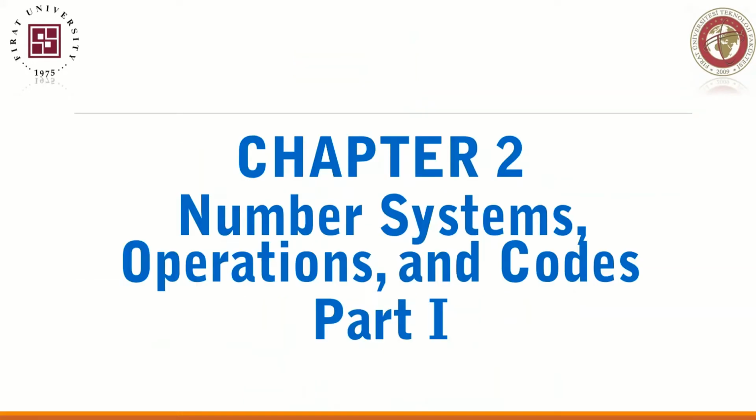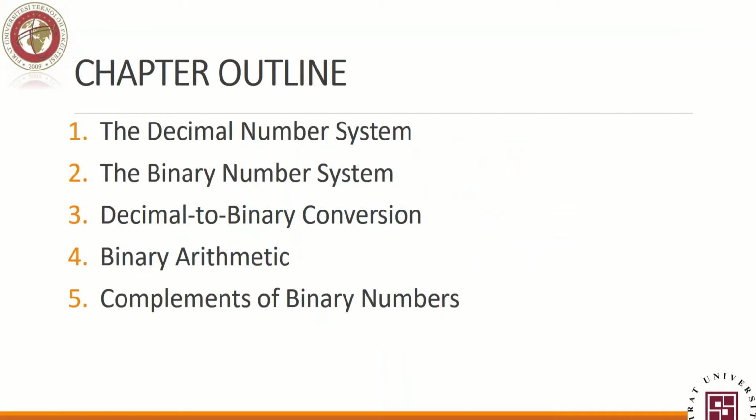This is the second chapter, number systems, operations and codes. This is the first part of the chapter. We'll cover these 5 basic topics: the decimal number system, the binary number system, decimal to binary conversion, binary arithmetic, complements of binary numbers. So basically this is the first part. The chapter is a bit long, but I'm dividing it into maybe 4 parts for the time being.